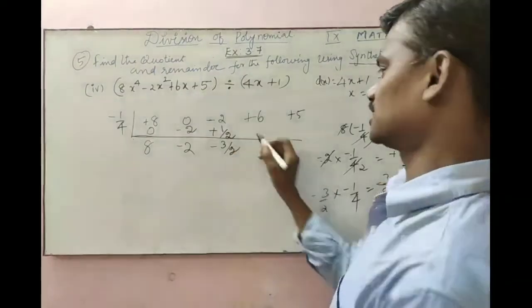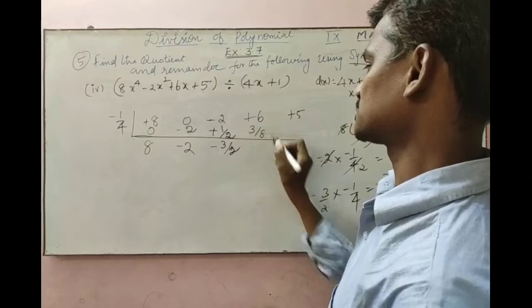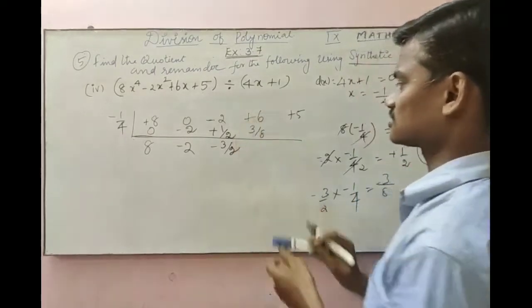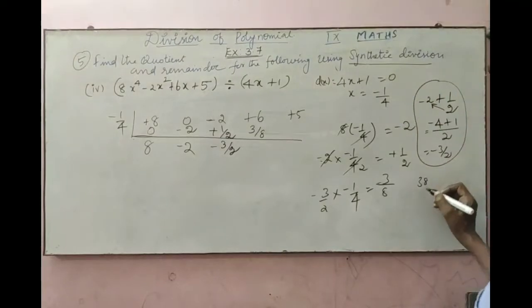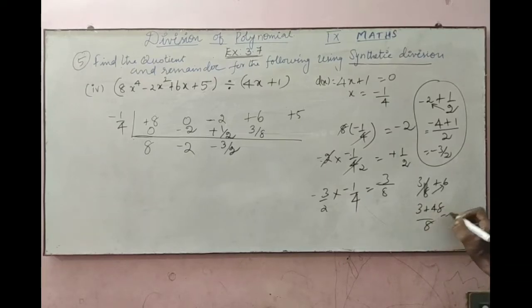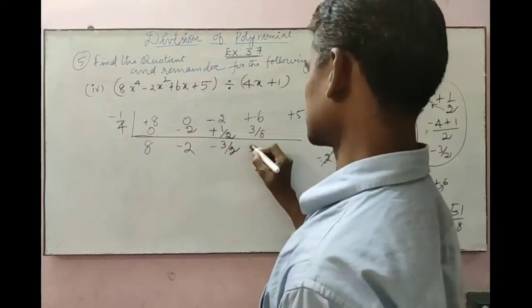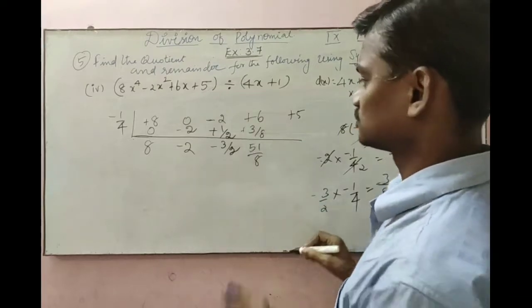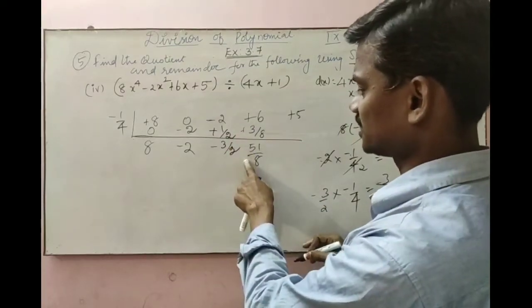So I am going to write the quotient here as plus 3 by 8. 3 by 8 plus 6. Again I am going to cross multiply this. 3 plus 48 by 8 gives 51 by 8. So you will get the answer as 51 by 8 here. Both are positive, so I will get the plus sign.